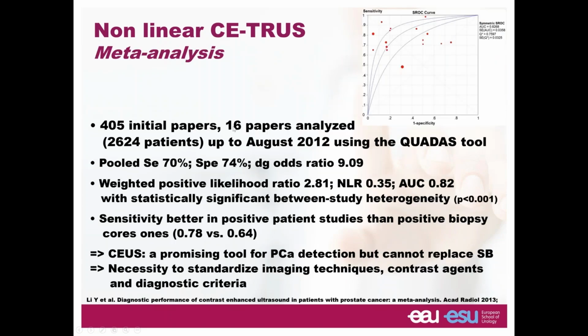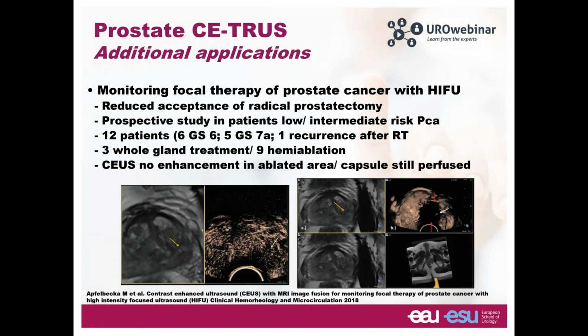There's a meta-analysis showing that the pooled sensitivity was 70%, and specificity was remaining quite high around 74%. That's interesting because remember that the conventional B-mode imaging sensitivity was in between 30 to 50% and probably closer to 30%. So contrast-enhanced ultrasound is a promising tool for prostate cancer detection that cannot replace systematic biopsy, and we strongly need the 3D approach or 4D approach to detect the lesions.